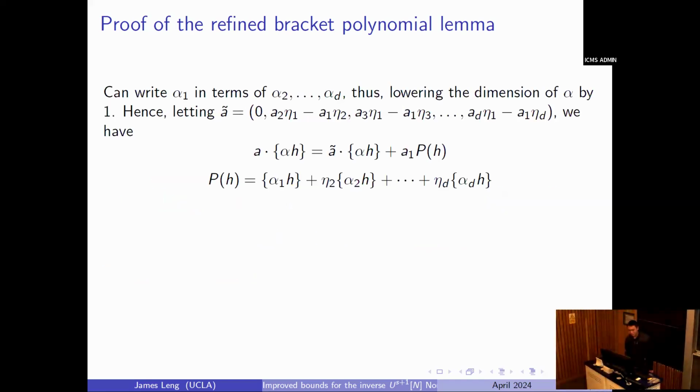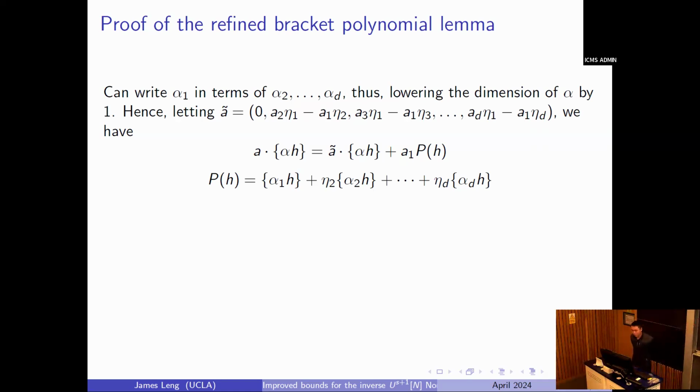Okay, then what you do is you just insert this back into this bracket polynomial expression. And if you sort of just cheat for a bit and pretend that brackets were genuinely additive with no remainder at all, you'll get alpha h dot is equal to a tilde dot alpha h, where a tilde is defined like this.